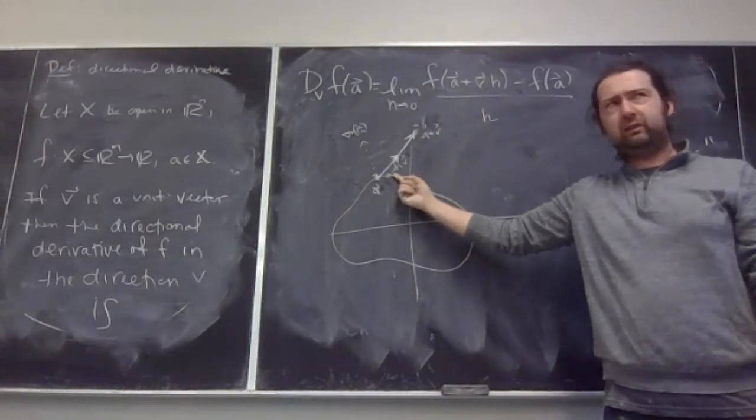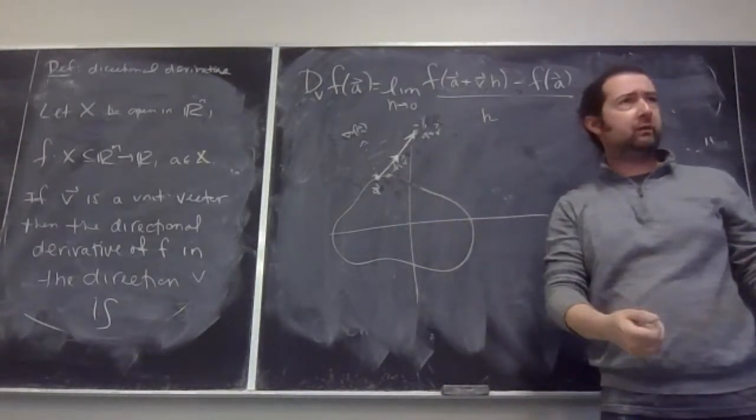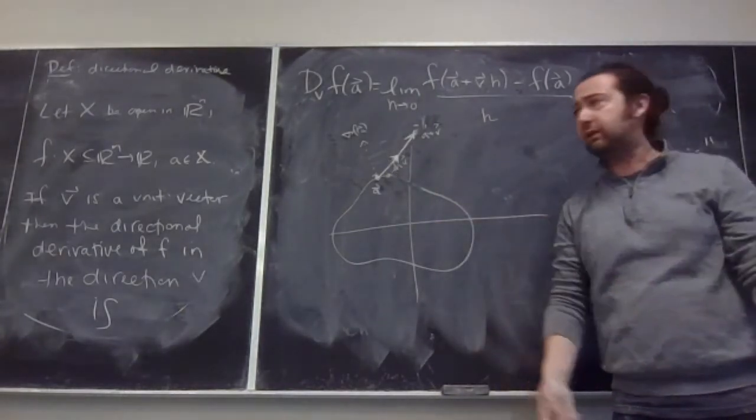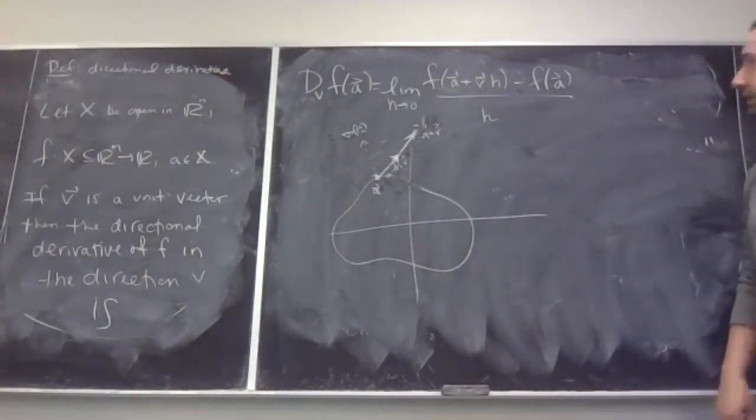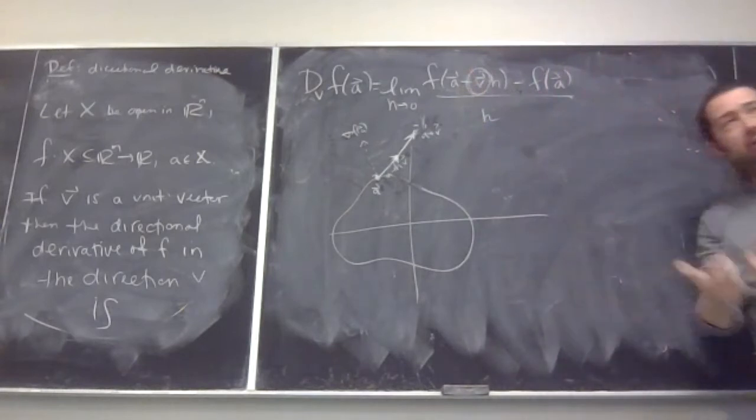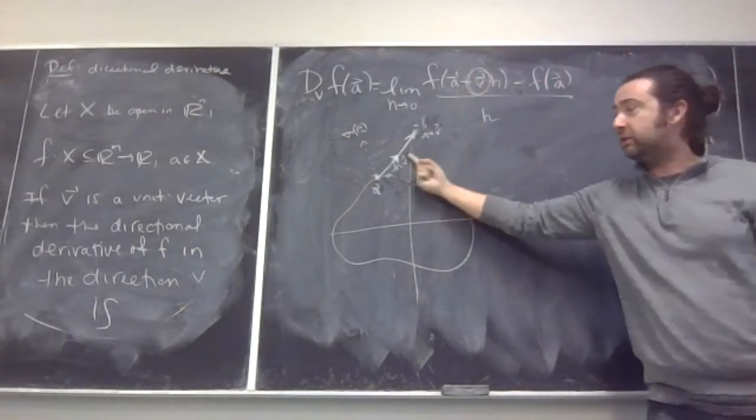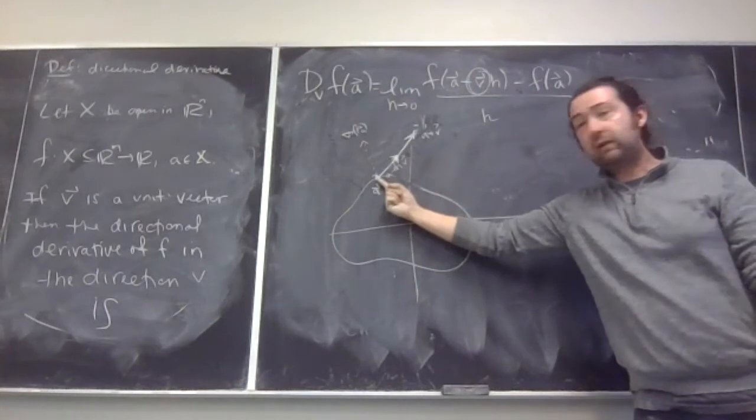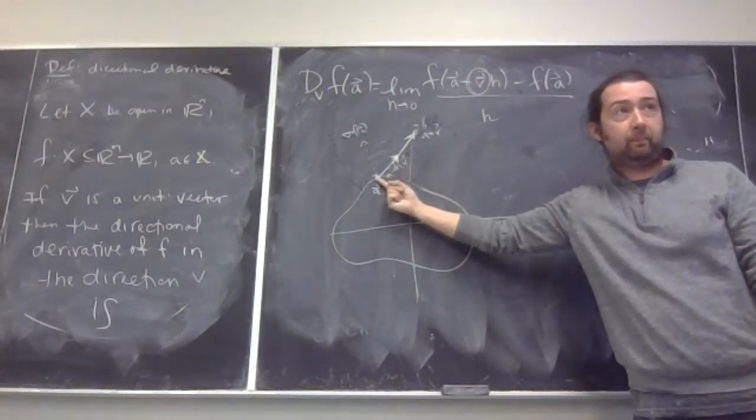I'll have a picture of this the next time I come in. I'll show you what directional derivatives actually do, like how you can visualize them. But the idea is, this basically says that you're computing a tangent line to the surface that sits over this specific line instead of this gradient, which you're guaranteed to get.